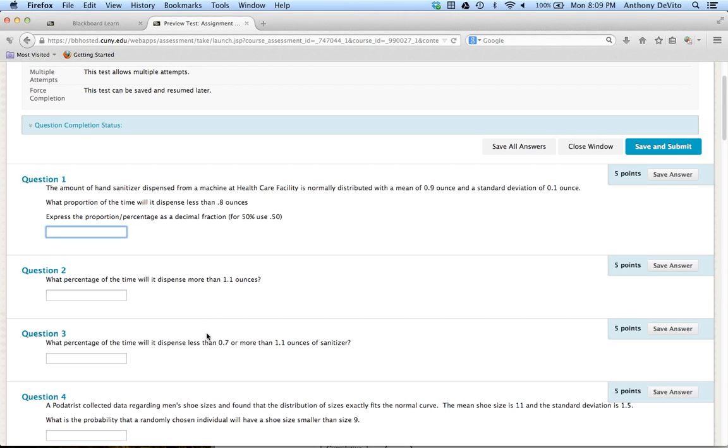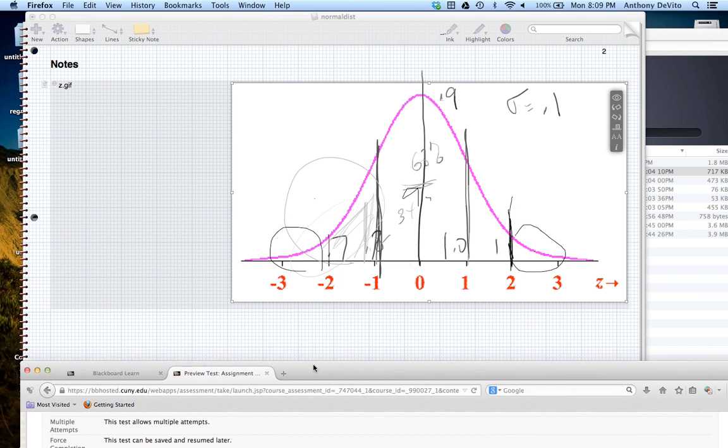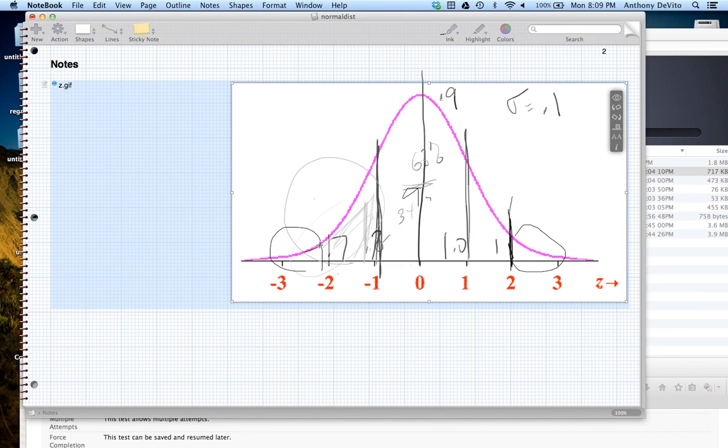Okay. What percentage of the time will it dispense less than 0.7 or more than 1.1? Well, we just figured these two values out, right? Less than this value or more than this value. You would figure out what those areas are and add them together, right? Makes sense.